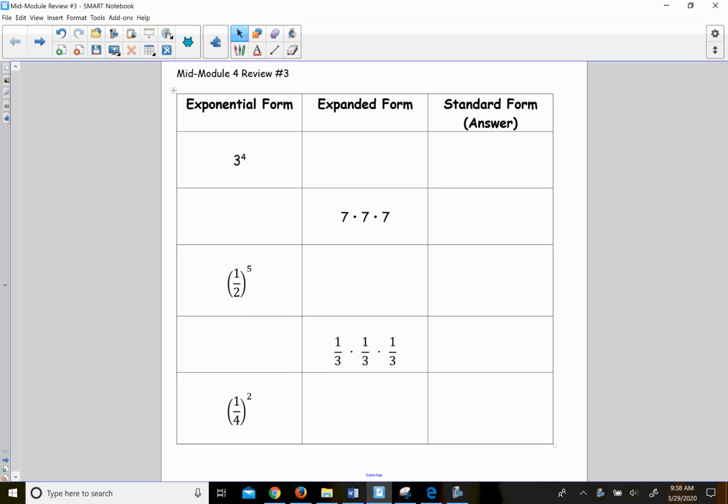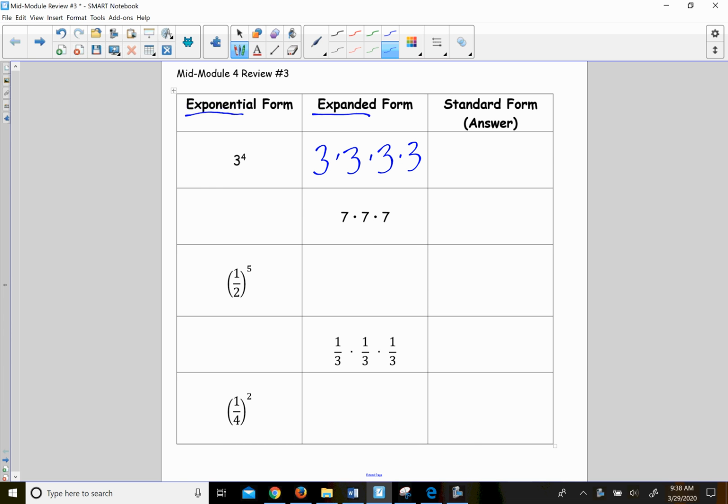So we have exponents today. If I have 3 to the 4th, that's what's called exponential form, because you can hear the word exponent right inside there. So I'm going to write it with an exponent, 3 to the 4th, then expand or stretch it out like a rubber band. 3 to the 4th would mean 3 times 3 times 3 times 3.